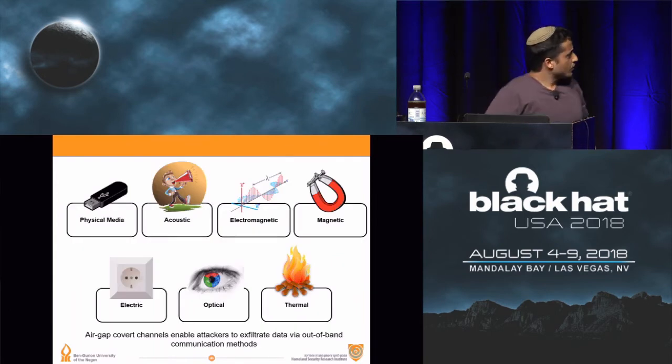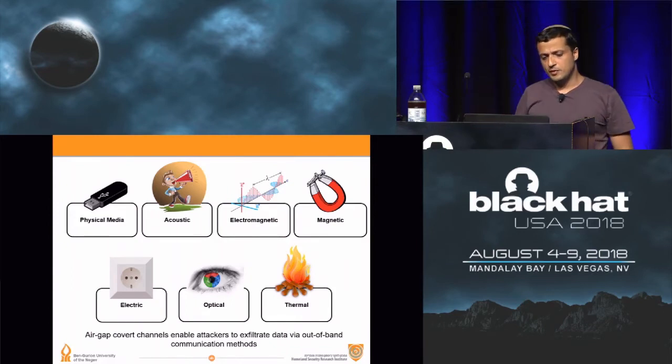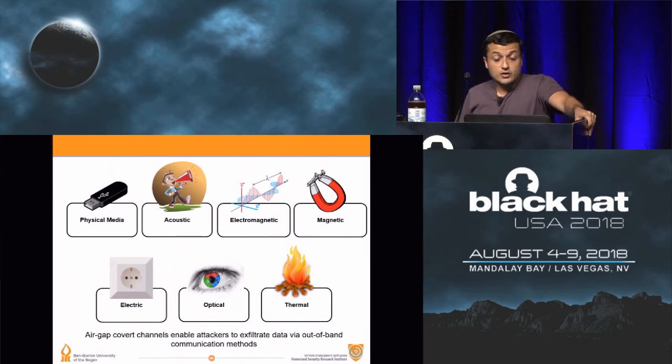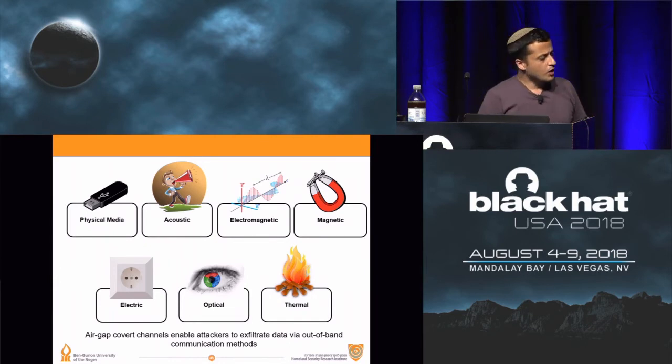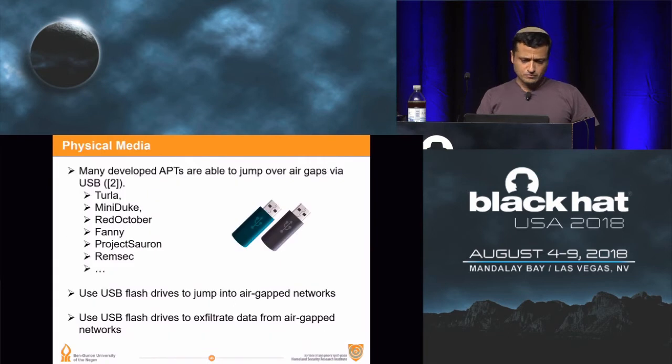So, here we go. Air-gap covert channels can be classified into 7 main categories: the physical media, acoustic covert channels, electromagnetic, magnetic, electric covert channels, optical, and thermal. We are going to go through them in the next slides, and obviously we'll be able to go through them only extremely briefly, but you are invited to read the papers for more information later on.